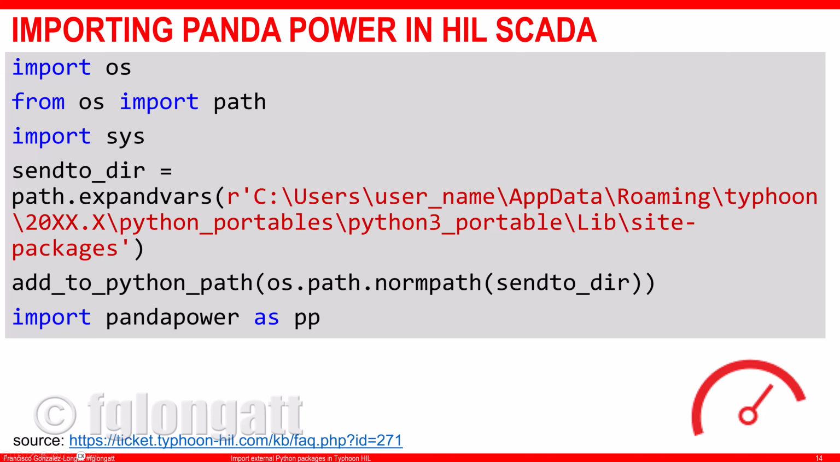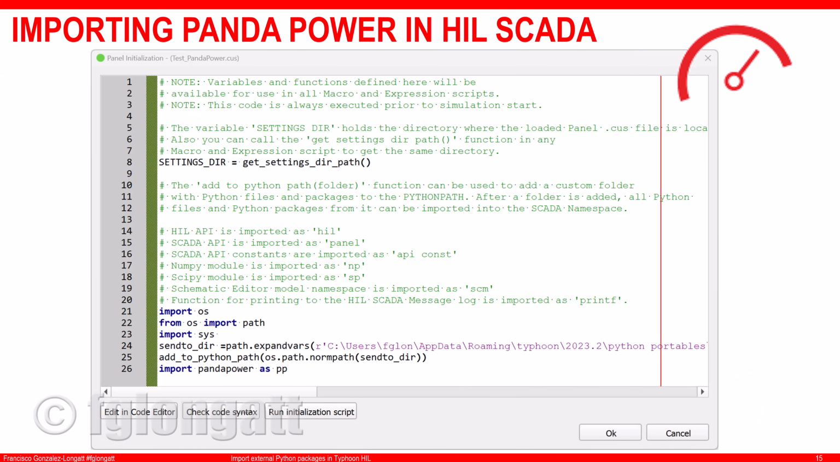I will show you now the specific code lines inside the panel initialization in the Typhoon HIL Control Center. In this case, the specific location is the HIL SCADA. But now let's do that inside the HIL SCADA, and of course test it, just simply run the initialization script, and we will have a message log that will confirm that these very specific lines of code in Python are properly working. Let's do that.